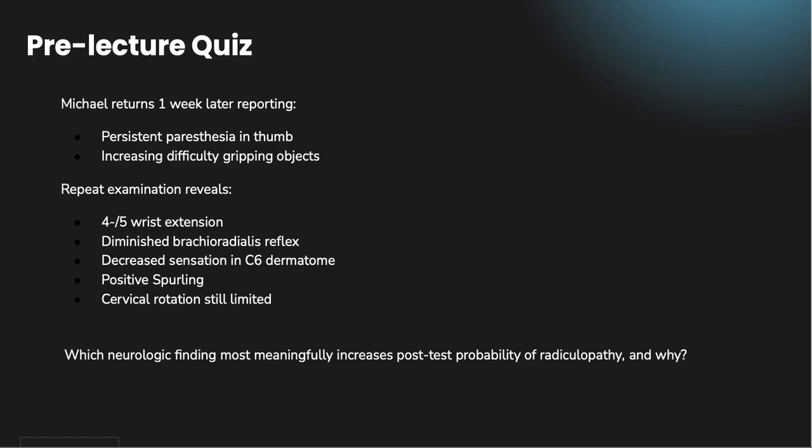Reflex changes are more specific indicators of nerve root dysfunction than isolated sensory findings. Motor testing may be pain inhibited, whereas reflex asymmetry is less volitional and therefore more diagnostically specific. Reflex loss most strongly supports nerve root compromise.